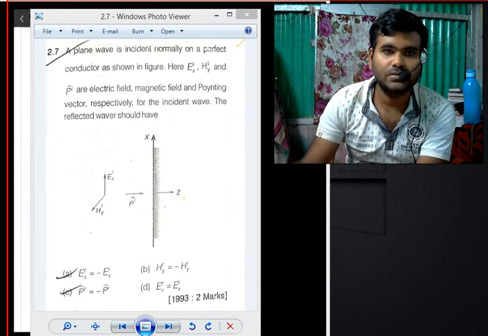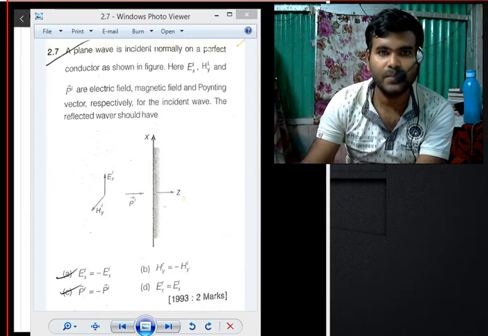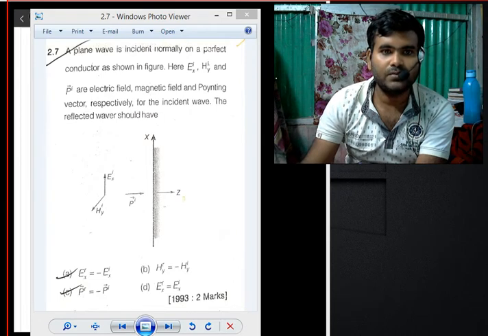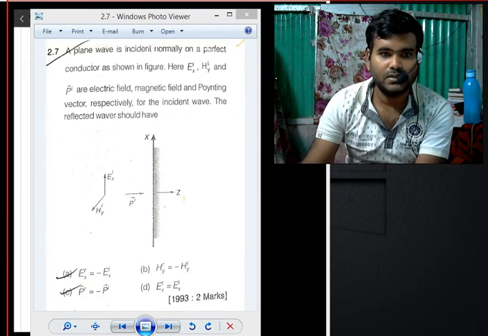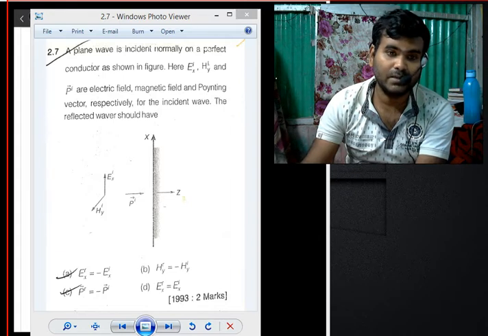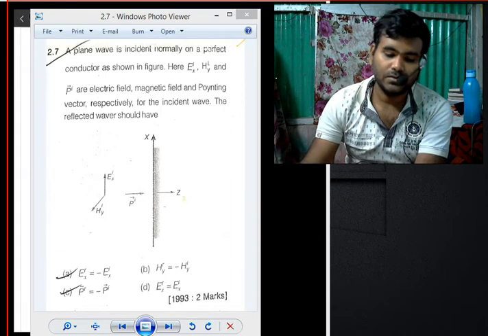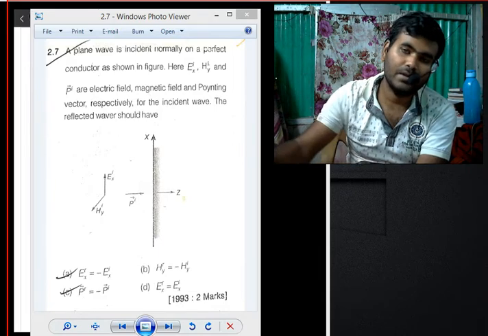So you can see the question: a plane wave is incident normally on a perfect conductor as shown in the figure, where EXI and HYI and PI are the electric field, magnetic field and the Poynting vector respectively for the incident wave. The reflected wave should have, you have four options. You have to find the condition for the reflected wave components. In order to solve this particular question, you have to apply the boundary condition.